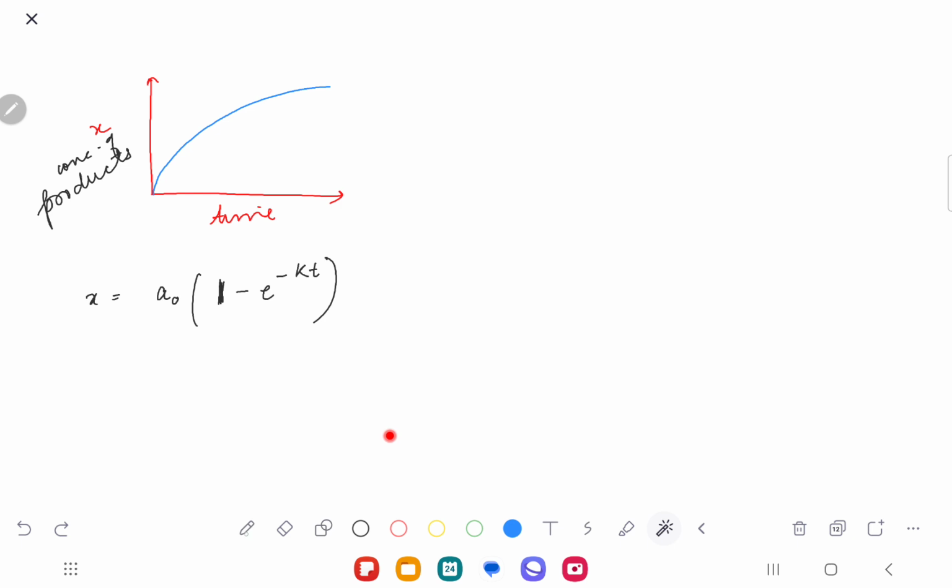Understood? So this is going to be x. Then what do we have in here? So this is x. X is the amount of product. So three equations we have here. If you have r equals to r naught, k a naught e raised to power minus kt, so the rate decreases exponentially.